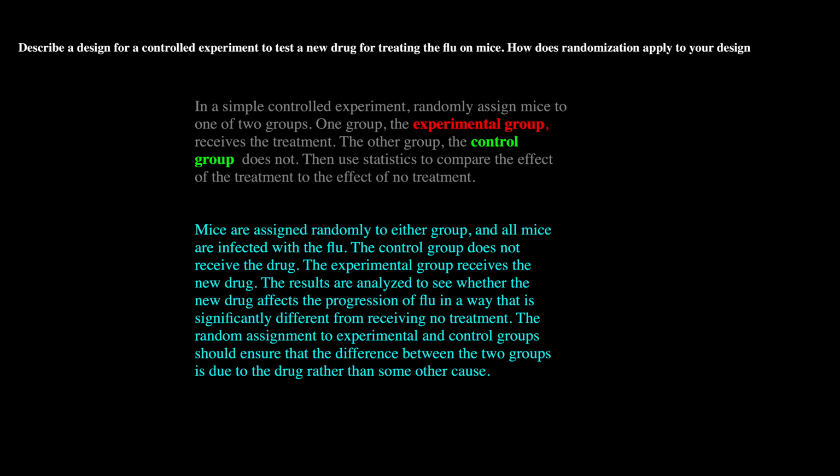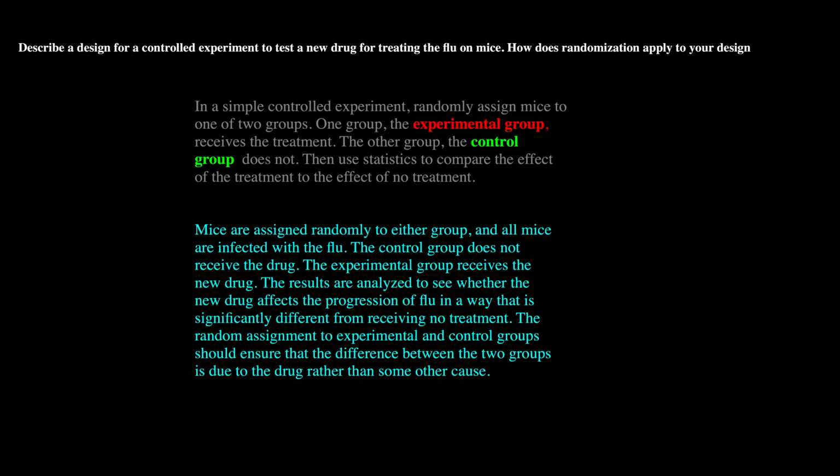So the first thing that we need to look at is that we primarily have two groups. We have an experimental group and a controlled group, where the controlled group is what we would use to test if the drug effect actually worked, because a controlled group would keep going on their day as normal while the experimental group would have the new drug, and so we could use that to compare. So in a simple controlled experiment, randomly assign mice to one of two groups.